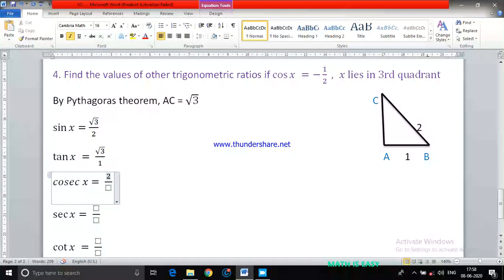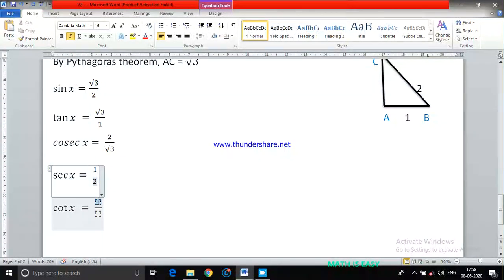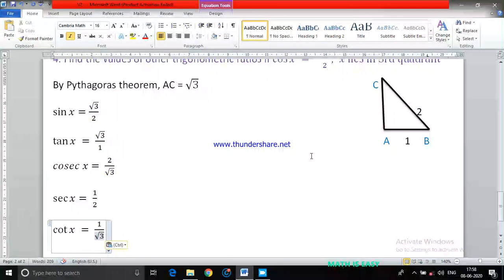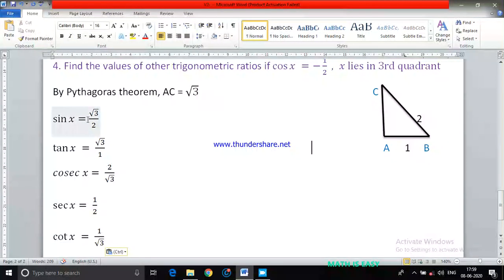What is cosec? Hypotenuse upon opposite. What is sec? Adjacent upon hypotenuse. What is cot? Adjacent upon opposite. Okay. After writing this, they said x lies in the third quadrant, so you have to check for each and every question.